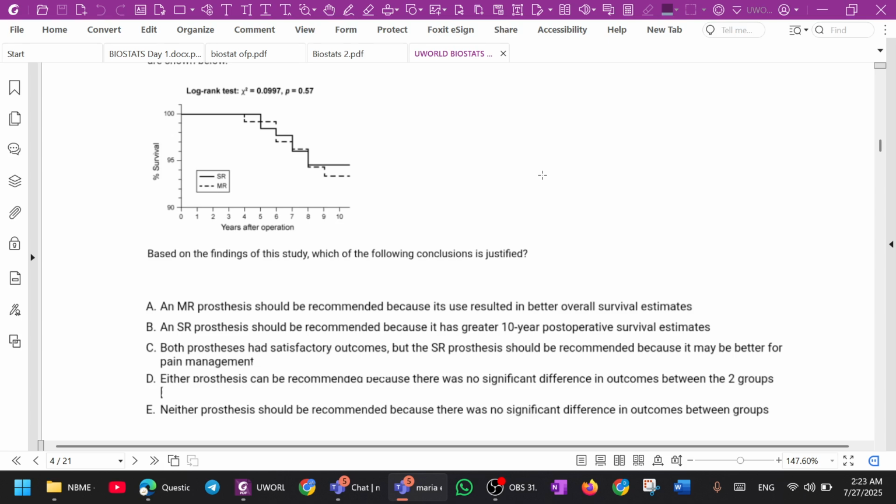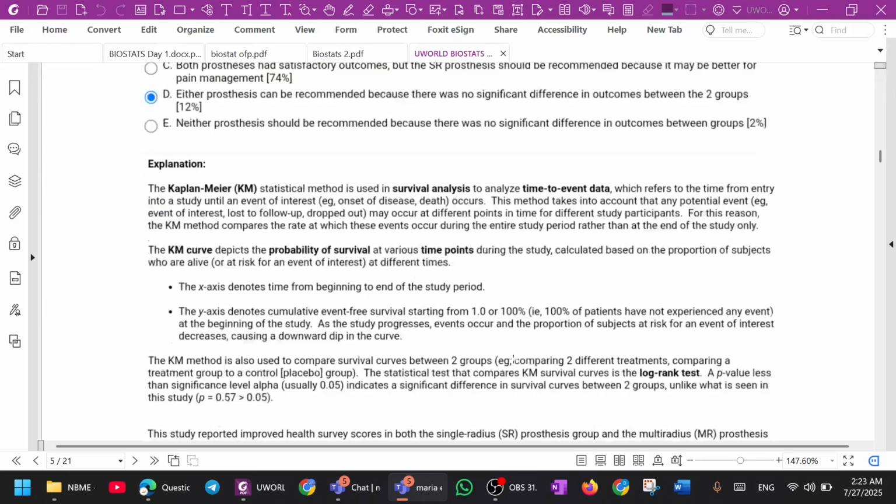Can you pick one? It's B, I think so. Okay, let's see if it's B. Oh my goodness, it was D. Well, time for you to read. Okay.